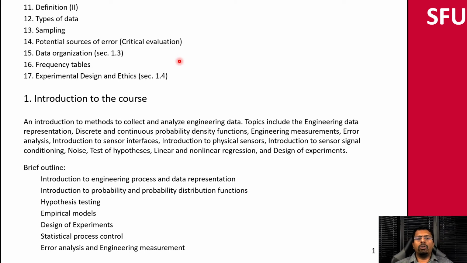So without further ado, the course itself is going to be reiterating what we said. It's going to be an introduction to methods to collect and analyze engineering data. We'll have topics including engineering data representation, discrete and continuous probability density functions, engineering measurement, and error analysis. We'll talk to some extent about sensors, noise, and signal noise processing, and then we'll do something known as hypothesis testing. A hypothesis basically means a theory or a working theory that you might have, and then we'll talk about how to statistically evaluate whether or not your theory is valid. And then we'll talk a little bit about regression, and then we'll go to design of experiment. So this is the brief overview of all of the topics we're going to be covering in this video series.